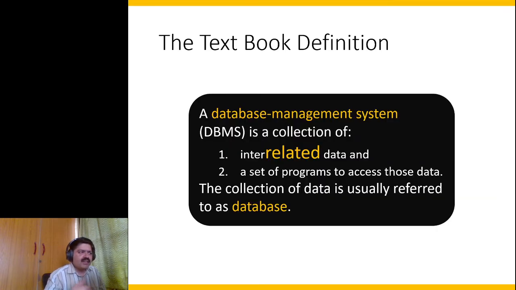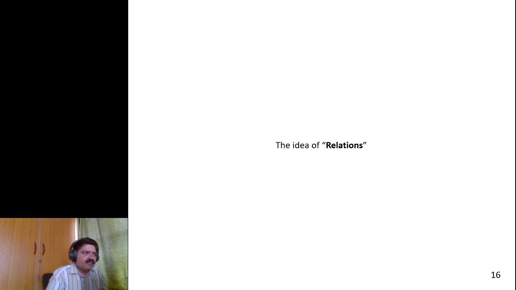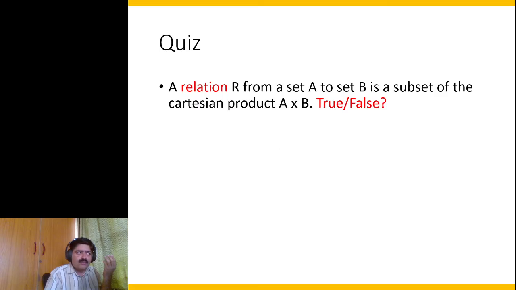So let me take you back to the definition that we discussed. That a database management system is a collection of interrelated data and a set of programs to access the data. Please focus on the interrelated data side of it. So the fundamental idea here that we are about to discuss is the idea of relations. So let me refresh your mind with the concept of relations, which you probably know already.